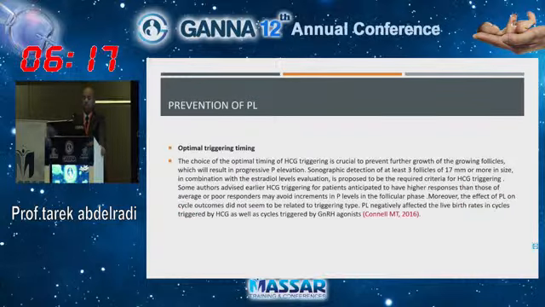Optimal trigger. The choice of optimal HCG triggering is crucial to prevent further growth of growing follicles, which will result in progressive progesterone elevation. Sonographic detection of more than 3 follicles, more than 17 millimeters, is fair enough to trigger by HCG.